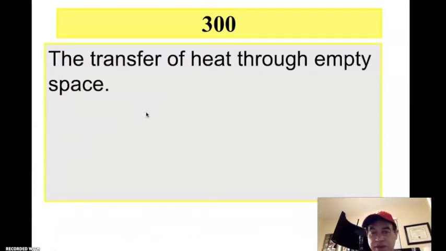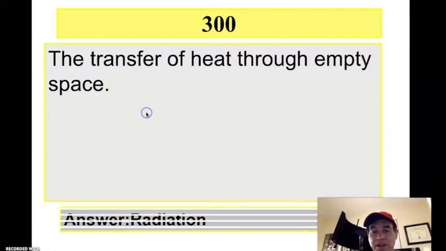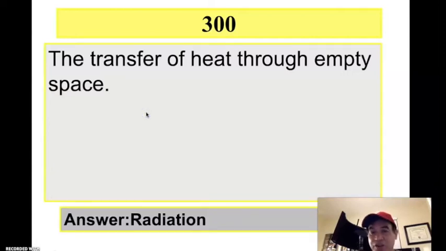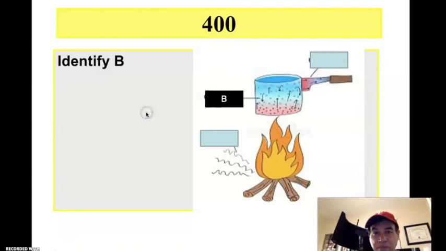Number 3, the transfer of heat through empty space. It's not touching. It's not fluid motion or fluid movement. It would have to be radiation. There you go. Think about being on a beach, right? And you can feel that heat. The sun isn't touching you technically, right?